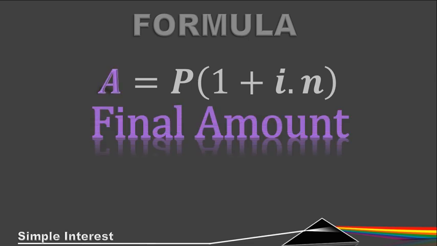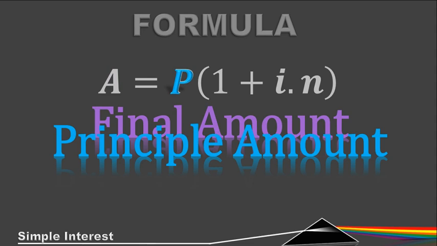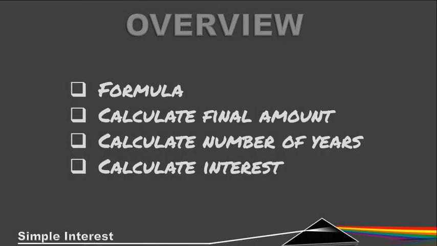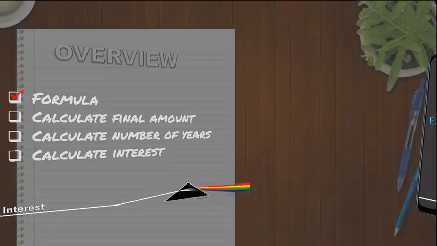Now, the A represents the final amount, the P represents the principal amount, that's the amount you start with, and then the I represents interest, and the N represents the time period. So that was the formula. Let's look at calculating the final amount.